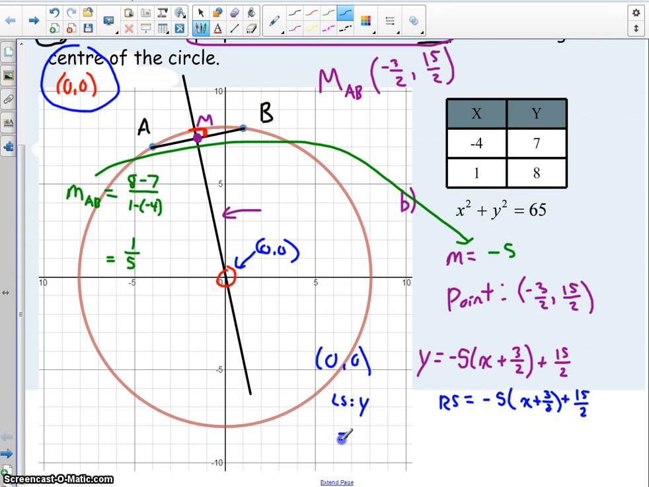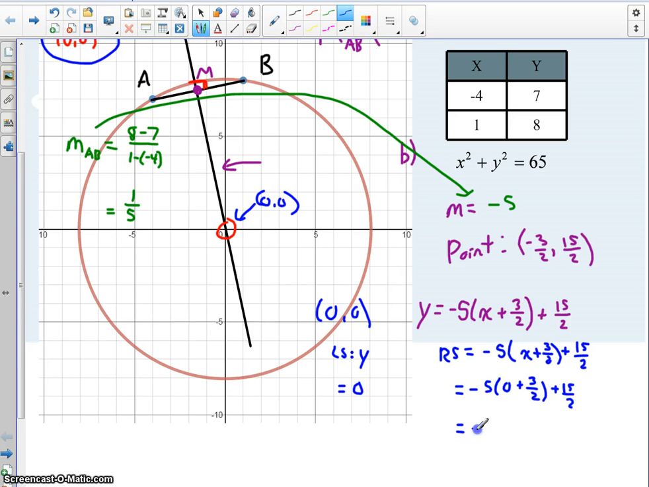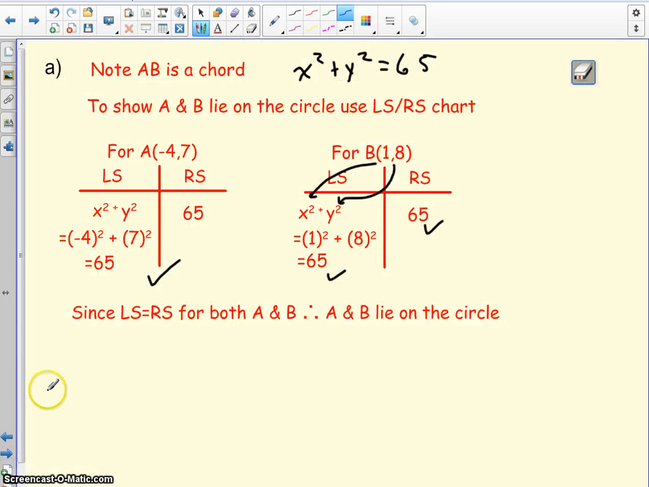So my left side is just 0 now, because y is 0. For my right side, I get negative 5 times (0 plus 3 over 2) plus 15 over 2. When I simplify that, 0 plus 3 over 2 is, of course, 3 over 2. 3 over 2 times negative 5 is negative 15 over 2. So I get negative 15 over 2 plus 15 over 2, which, lo and behold, is 0. So my left side equals my right side. So when I put the center into my right bisector, it satisfied the equation, which means the center is on the right bisector.